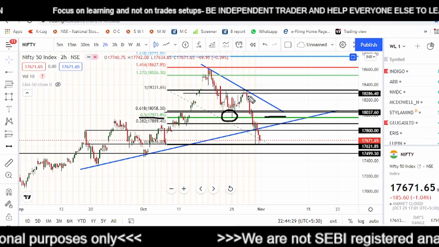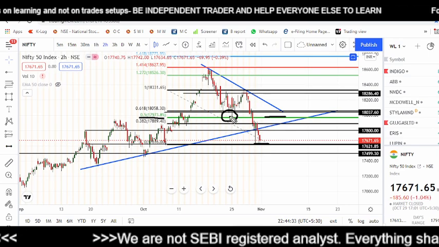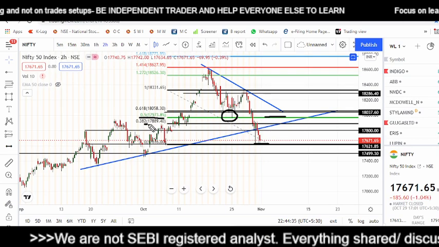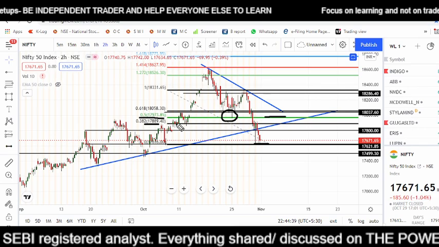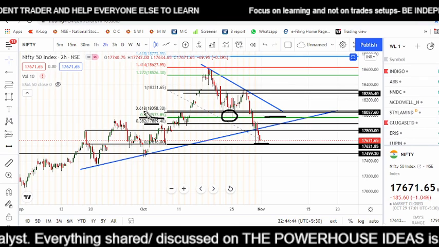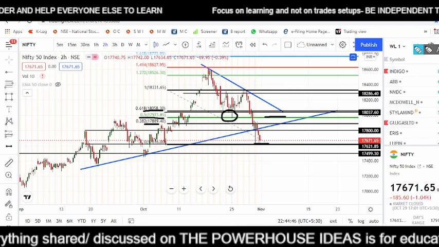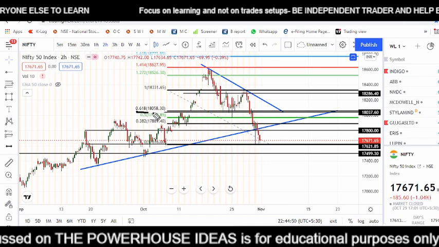So what I anticipate, as per my opinion, is that we might see a bounce back from here. The first target shall be 17,889, rounded off to 17,900, and then the target of 17,800. Till the time Nifty does not cross 18,058. 18,058 is the 61.8% level.